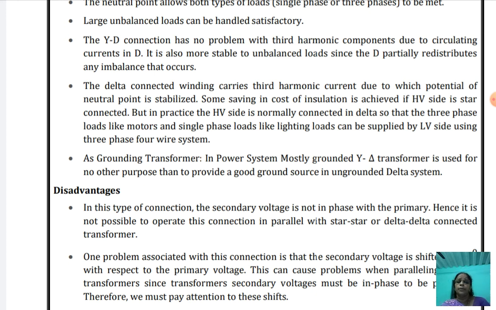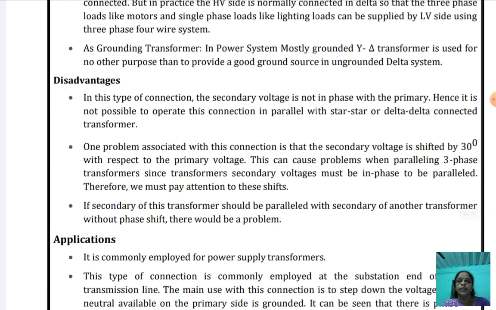the disadvantage in this type of connection is that the secondary voltage is not in phase with the primary, because the secondary side is delta. So it is not possible to operate this connection in parallel with a star or delta connected transformer. This is the drawback of this one only. And again, the secondary should be paralleled with the secondary of another transformer without phase shift. This is also a problem for the star delta connection only.